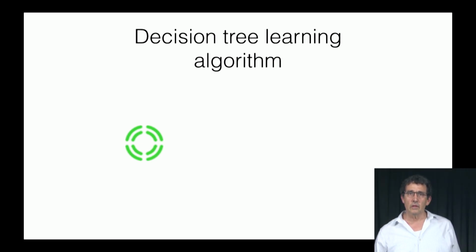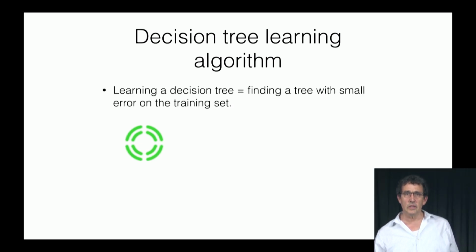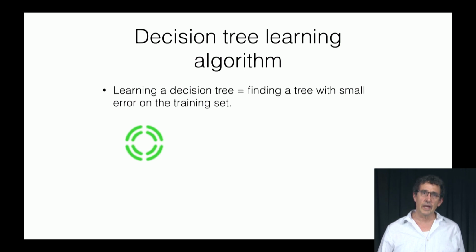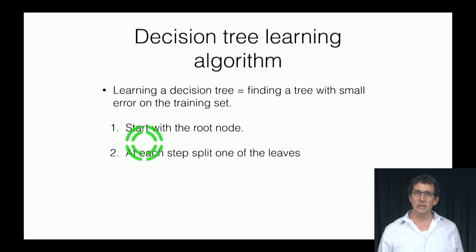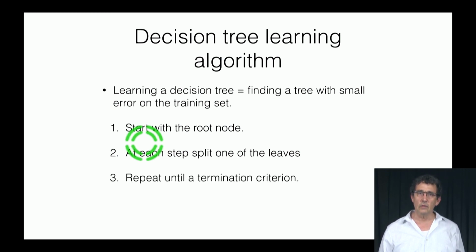So the decision tree learning algorithm, as we said before, let's recap, is to find a tree with small error on the training set. We start with a root node. Every time we choose one of the leaves to split according to our criteria, and we repeat until some termination criterion.